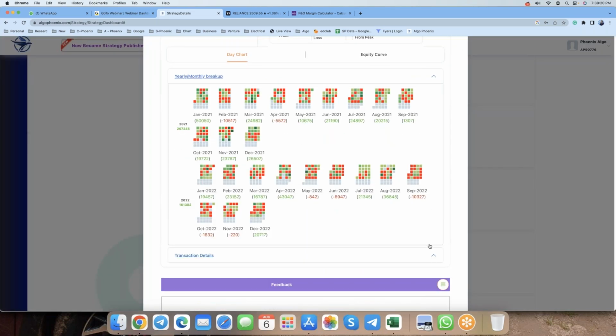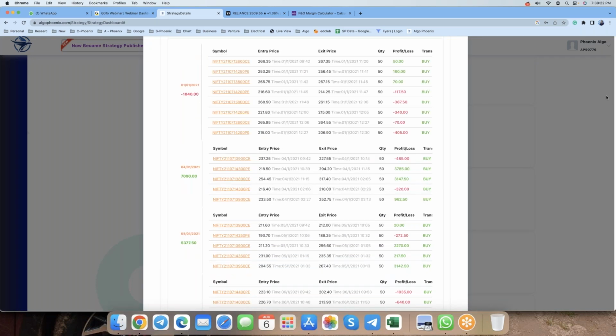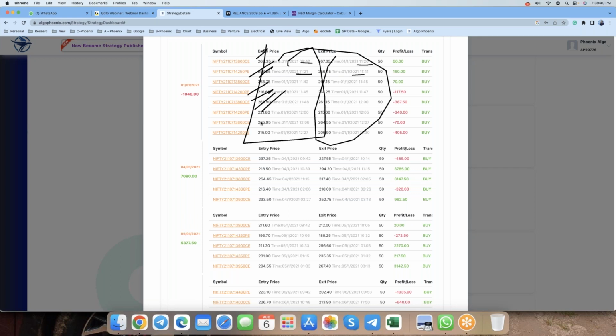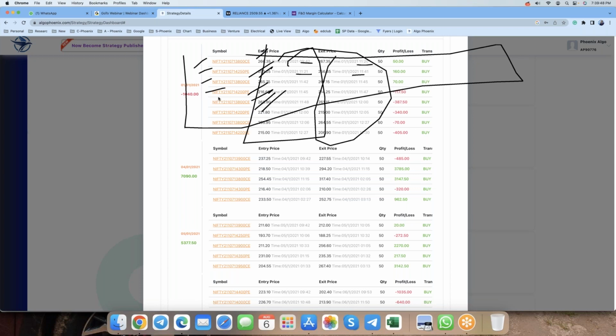Okay, so here this particular strategy is buying a call option at 9:42, selling at 11:20, then at 11:21 buying a put option, selling at 11:41, and again at 11:42 buying a call option. So one call, one put, one call, one put, one call, one put, one call. It is doing stop and reverse trading. One more disadvantage I'm seeing is the high number of trades happening on a daily basis. Here it has happened 1, 2, 3, 4, 5, 6, 7, 8 trades in a day.